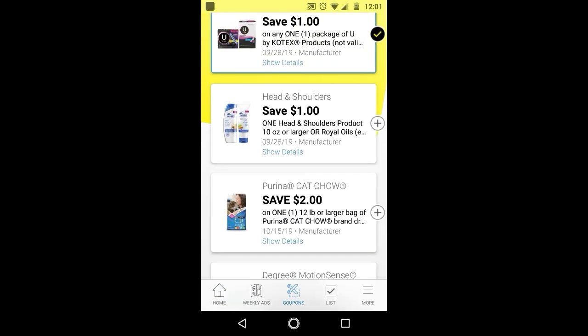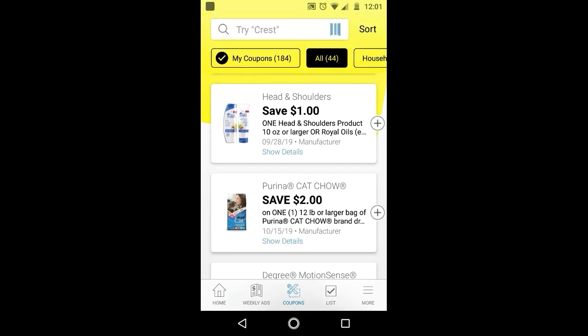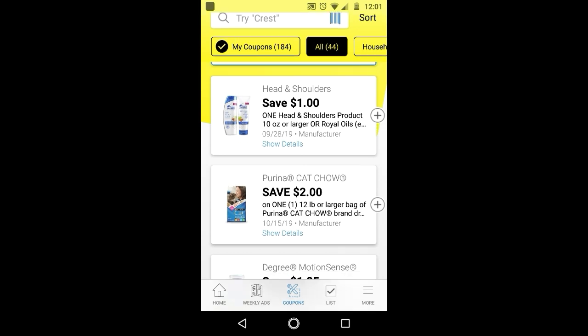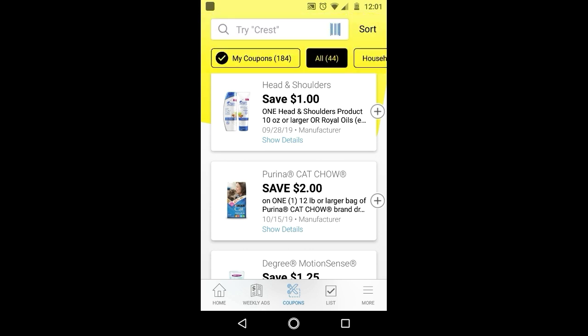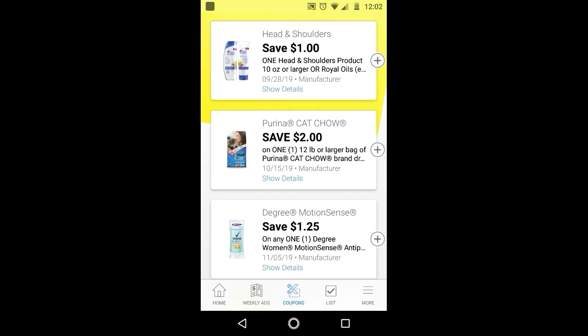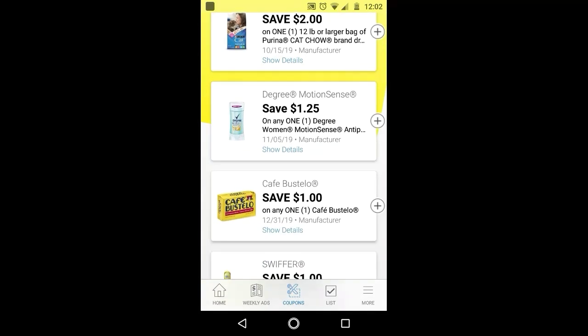The Head and Shoulders, I have a $3 off 2 clipped, so I will not clip the $1 off 1 because I don't want it to interfere. I want the $3 off to come off, not the $1. So at Dollar General, if you have both clipped, the lowest value coupon will come off first, and I don't want that to happen. And the only way to get rid of it is you cannot unclip it or anything. You have to buy the product. So that's why I am very cautious when I clip these digitals.